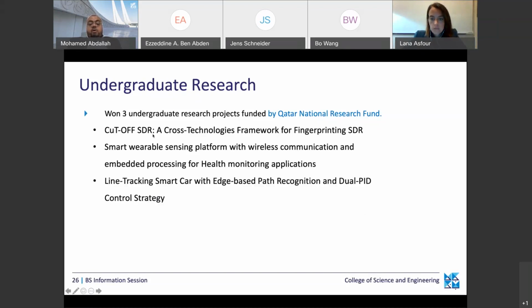These projects were mainly focused on something called fingerprinting software-defined radio. They built a system for a smart wearable sensing platform with wireless communication and embedded processing for health monitoring applications. And another one, which is a line tracking smart car with edge-based path recognition and dual PID control structure. These projects were under the supervision of our faculty members, and they were very successful projects.